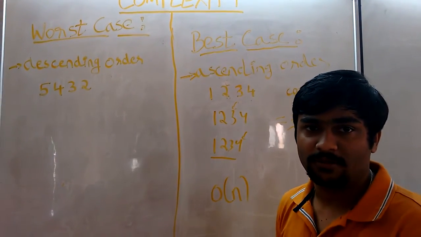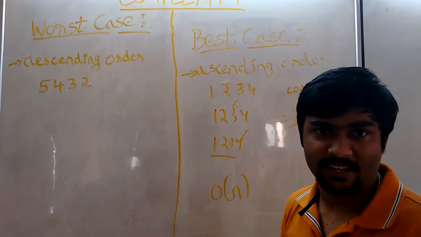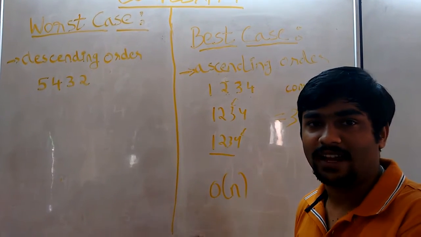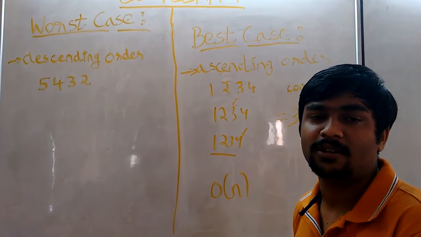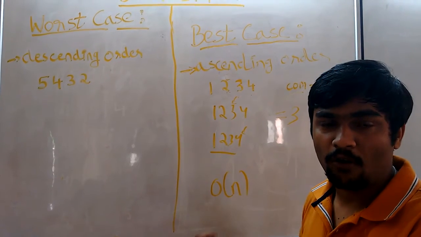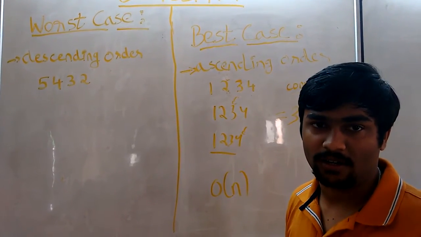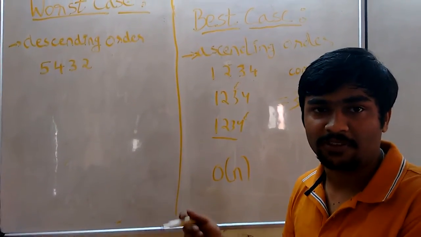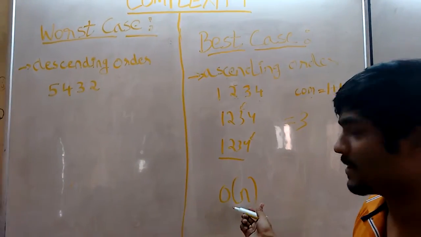The reason why: since it's sorted in ascending order, every element will be greater than the element to its left. So the inner loop of the algorithm will not get executed at all. It'll just be false with one comparison. So that's how the best case complexity is O of n.